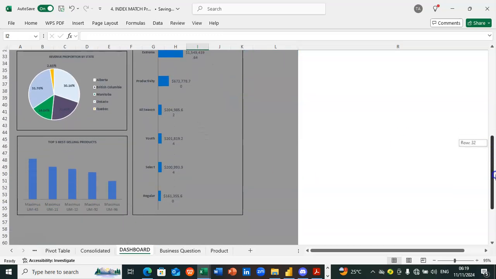So on the top best selling, the company should at least still concentrate on UM 43, UM 11, UM 12 for efficiency and to maximize profit.